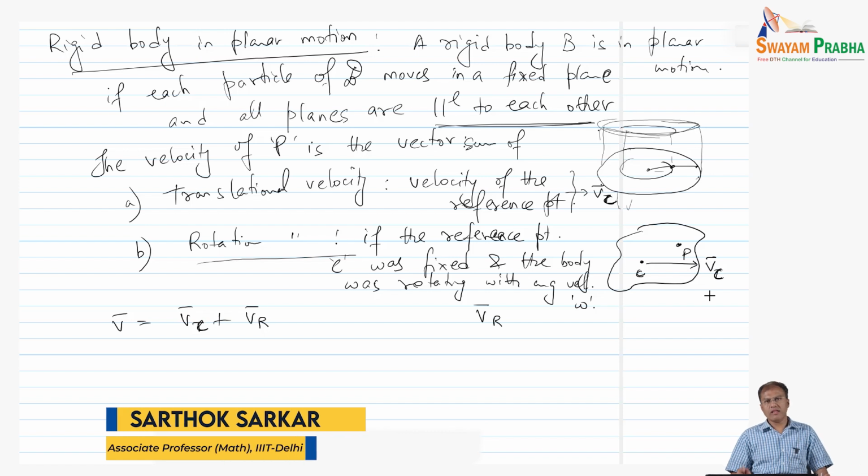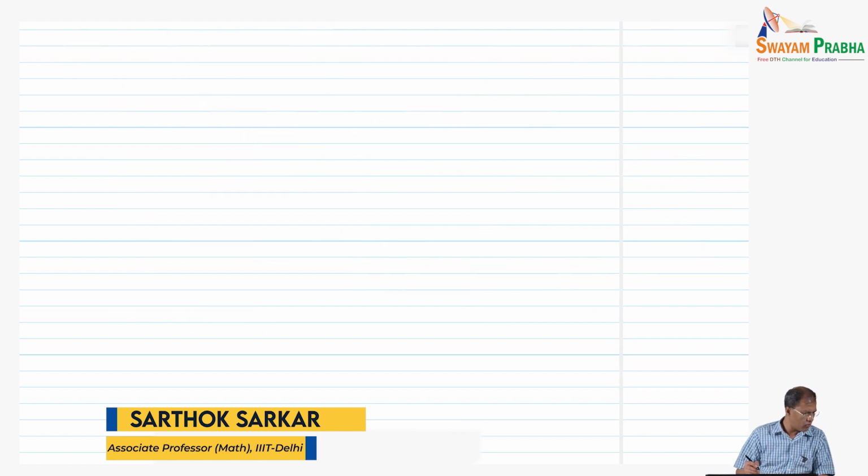So let us look at this concept with an example. The example that I have is as follows. This is a very classic rigid body problem, which says that suppose we have a disk, right? And the disk is rolling on the ground, right?